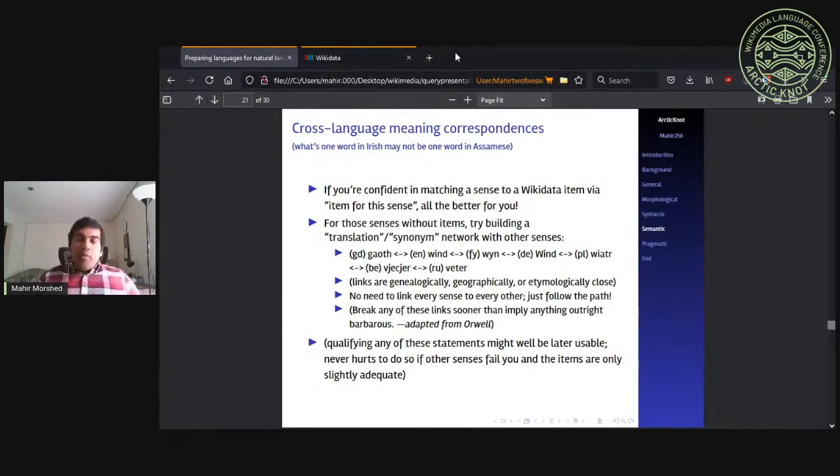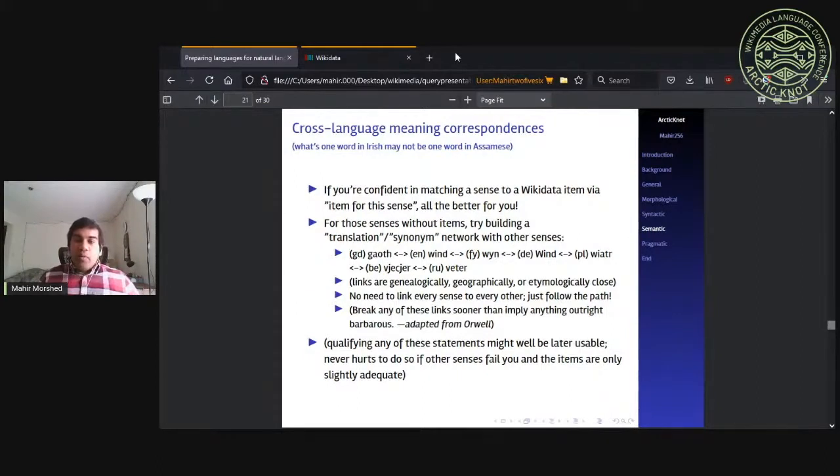On Wikidata, there are a number of properties that we can use to link senses in a way to structurally define or structurally relate the meanings of a word to other words and other concepts. One way to do that is to map them to a Wikidata item. And if you're confident that the meaning that you specify maps very clearly to that item, all the better for you. It's also possible to map them to other senses via which a translation or synonym network might be formed.